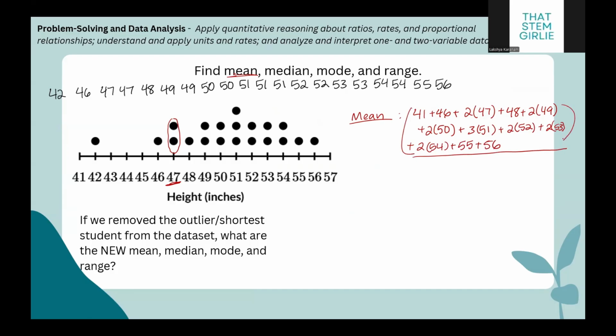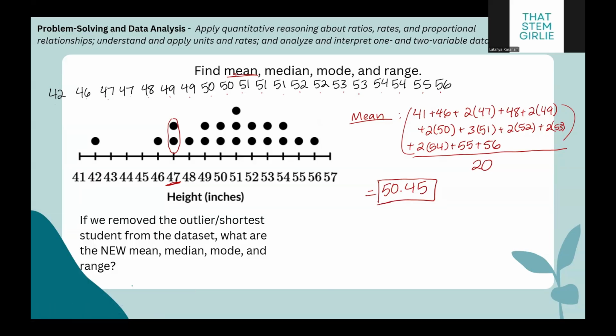And then how many numbers are there total? 1, 2, 3, 4, 5, 6, 7, 8, 9, 10, 11, 12, 13, 17, 18, 19, 20. There are 20 numbers total. So then when I plug this into a calculator, this will get you 50.45. This is the mean. Okay.